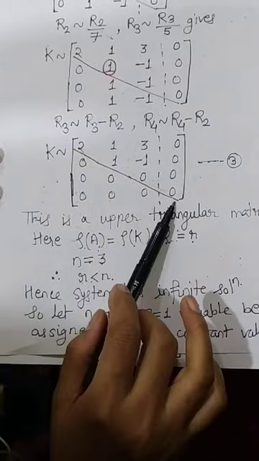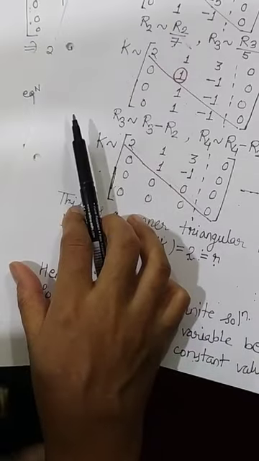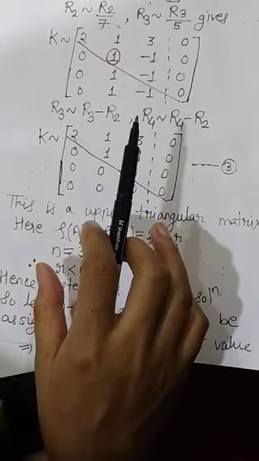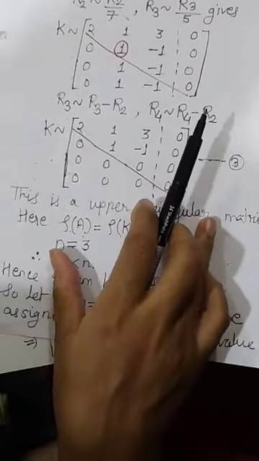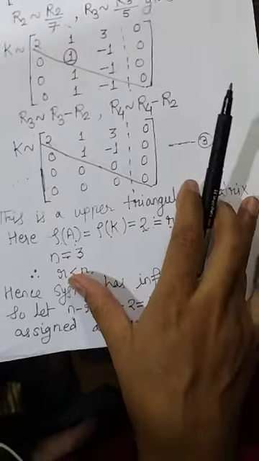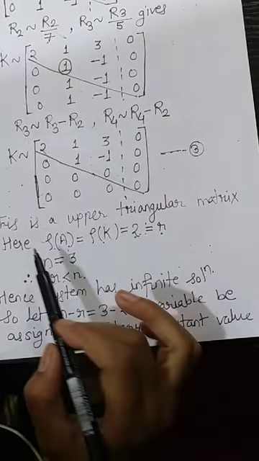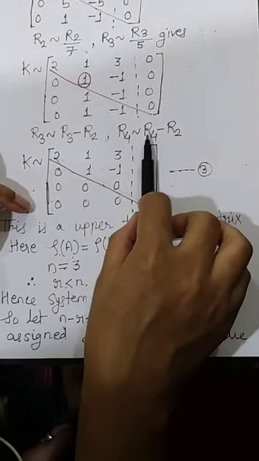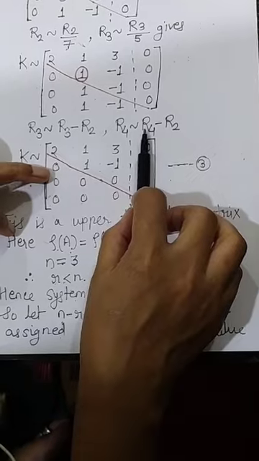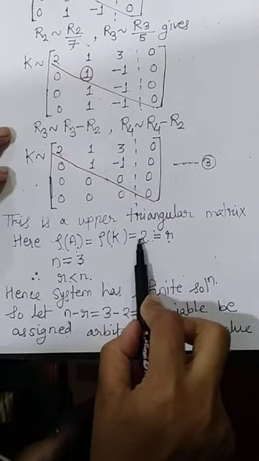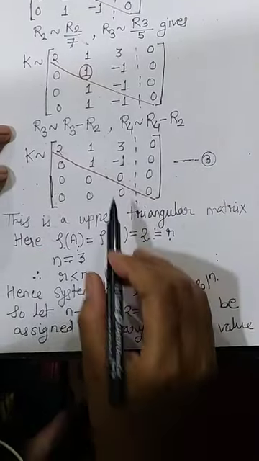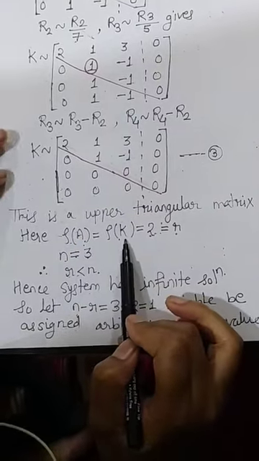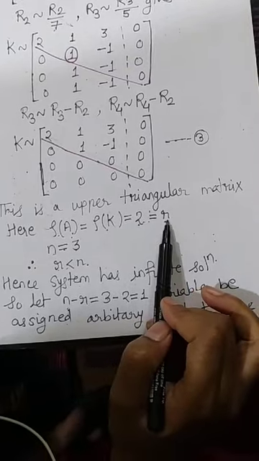Again we'll identify the diagonal elements. What we find here is that all elements below the diagonal elements are 0. Therefore this is an upper triangular matrix. Here the rank of A, that is the part other than the last column, contains 2 non-zero rows, hence the rank of A is 2, and the entire matrix again contains 2 non-zero rows, so the rank of K is 2. So rank of A is equal to rank of K is equal to 2, which is denoted by r.